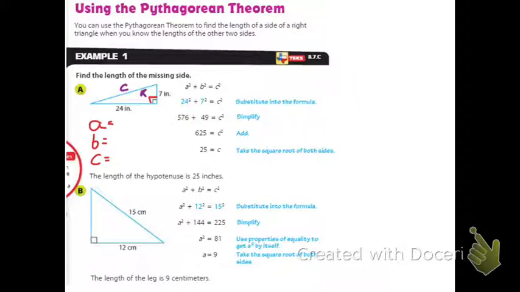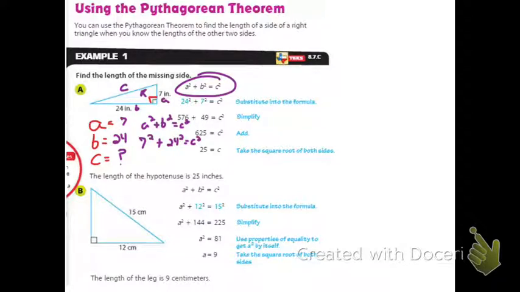So here, we can identify 7 as A, 24 as B. So here we can put 7 and 24, and a question mark for C, because they have not given us that. So now, we have the formula, ladies and gentlemen. A squared plus B squared equals C squared. 7 squared plus 24 squared equals C squared. 7 squared is 49 plus 24 squared, which is 576, equals C squared. You add these two, ladies and gentlemen, which you all get 625 is equal to C squared.